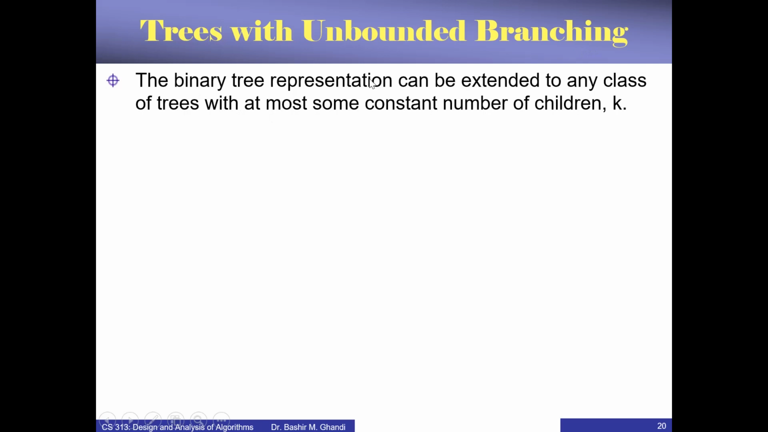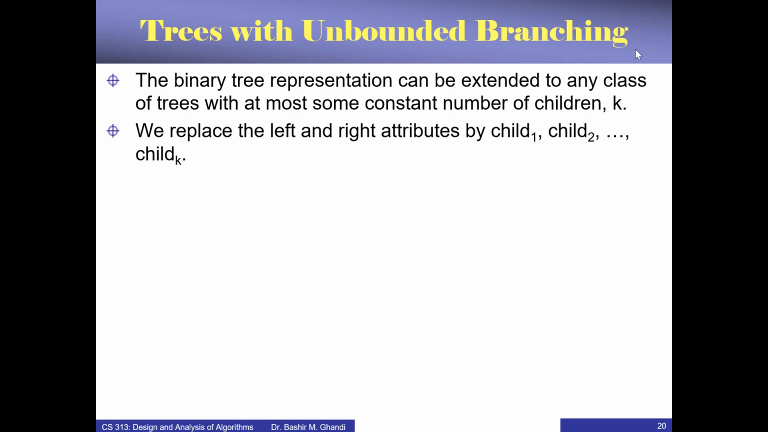The binary tree representation can be extended to any class of trees with at most some constant number of children k. So instead of 2, we could have 3, we could have 4, 5, and so on. Okay, but the k has to be determined. So in that case, we cannot call them left child and right child. The children instead will be called child number 1, child number 2, child number 3, and so on until child number k.